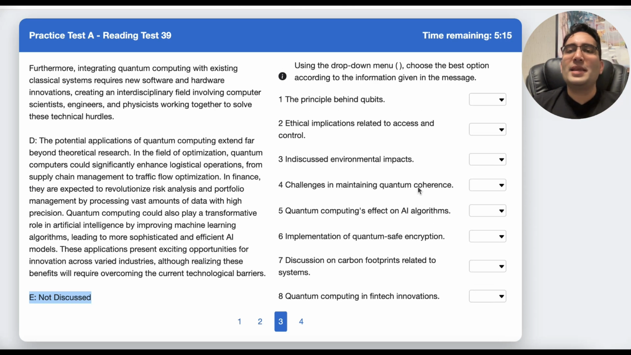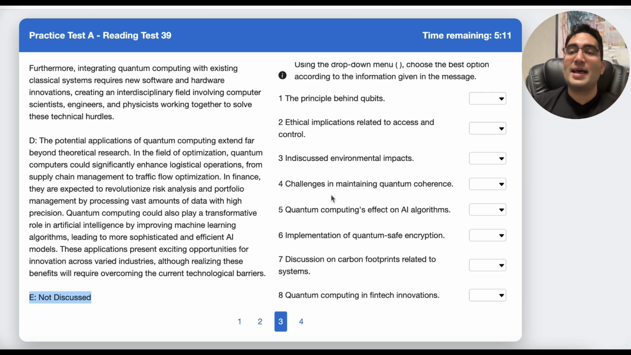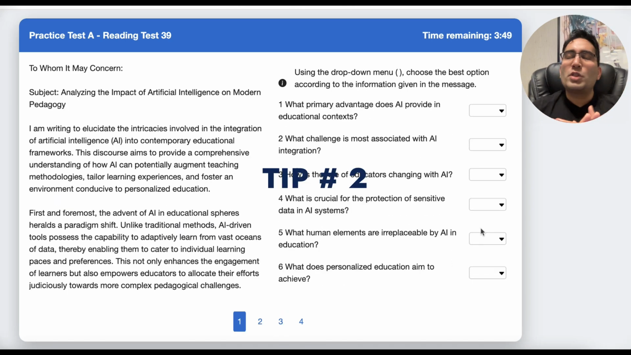So do not be intimidated if you're super slow at the start and fast at the end. That is actually the best way to do it. Now that we're done with the timing, let's talk about the concepts.